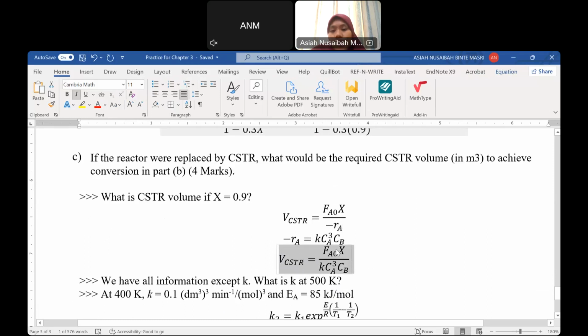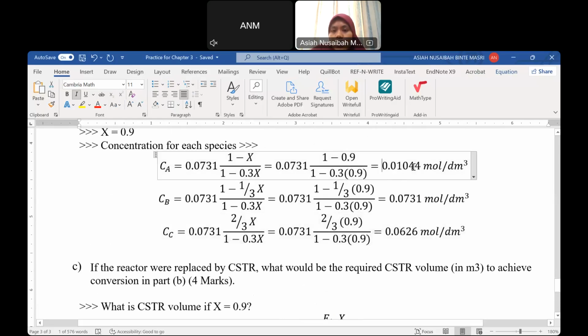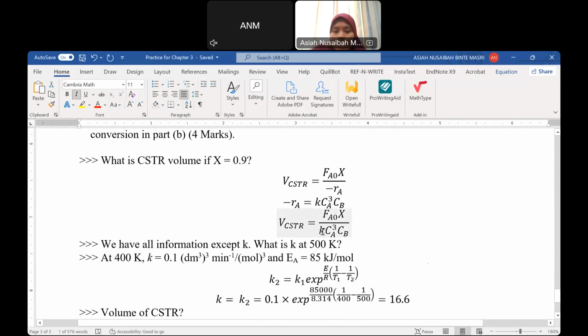However, okay, Fn naught we know it's 2.5, X is 0.9, Ca we got already, 0.01044, and Cb here, 0.0731. We have everything except K. So we cannot solve yet. So we have all information except K.